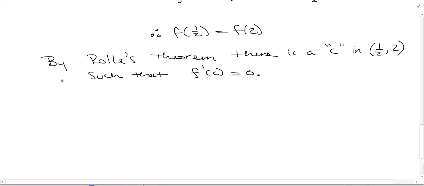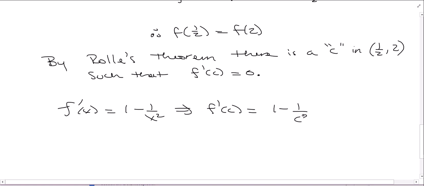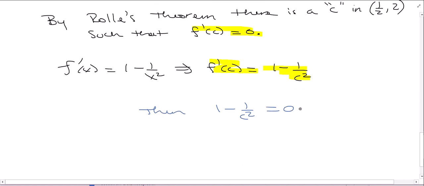So f prime of c by Rolle's theorem we know is equal to 0, but we also know f prime of x is, what was it, 1 minus 1 over x squared. So that means that f prime of c is equal to 1 minus 1 over c squared. So you have two things, right? You have f prime of c is equal to 0, and you have f prime of c equals 1 minus 1 over c squared. So f prime of c is one thing, but f prime of c is the other thing, so those two things must be the same. So we can say 1 minus 1 over c squared has to be 0, and then solve for c.